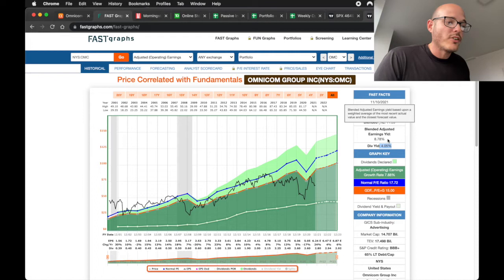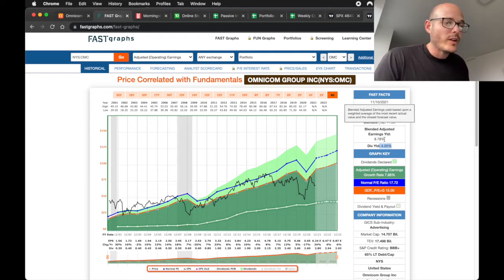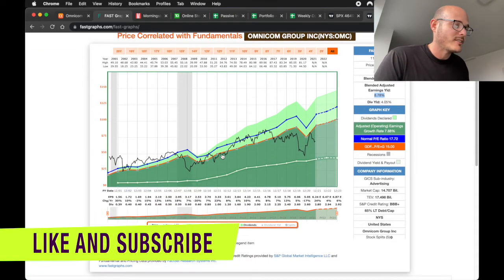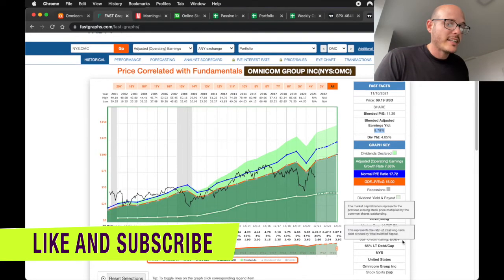For the blended adjusted earnings yield, I would like to see this at 6.5%, 7% or higher. We have almost 9% at 8.78%, so another good indicator. This is a solid earnings total return candidate here. It has an S&P credit rating of BBB plus, which is really good, and a 65% long-term debt to cap ratio.